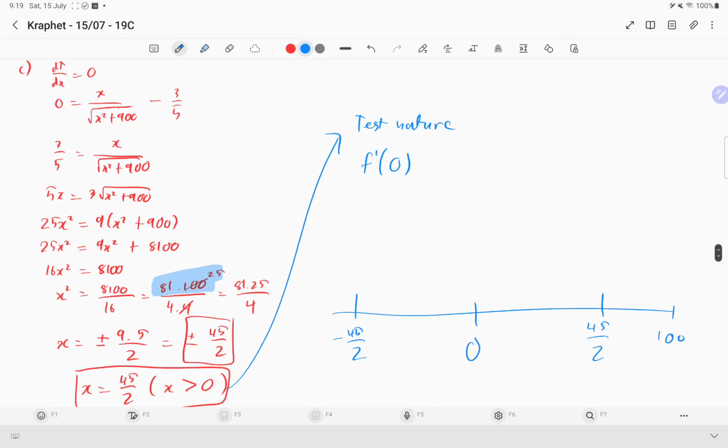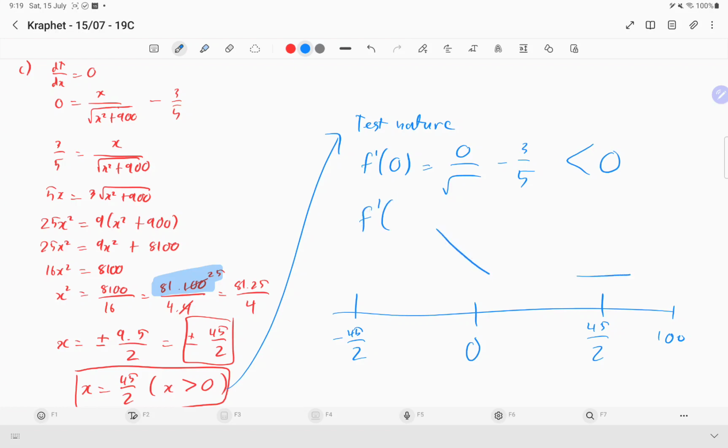Would it be easier? X squared plus 900. 900 is 1000. Yeah, no, that should be okay. So f of 0 would be 0 over the whole square root, minus 3 over 5, which is going to be less than 0. So it'll be negative, so that will come down like that, and then it's a stationary point, right?